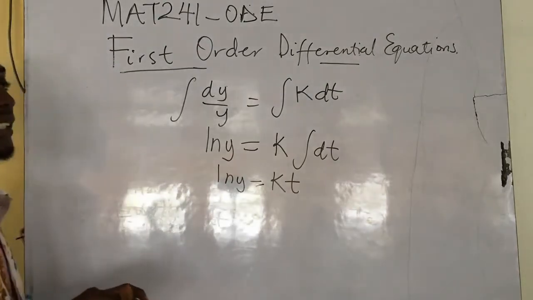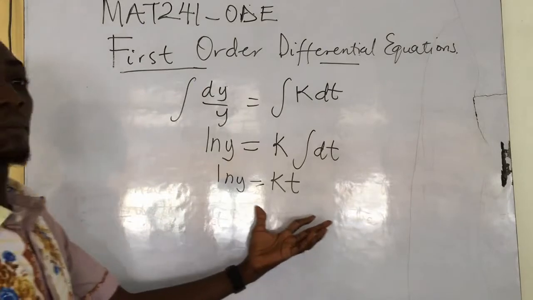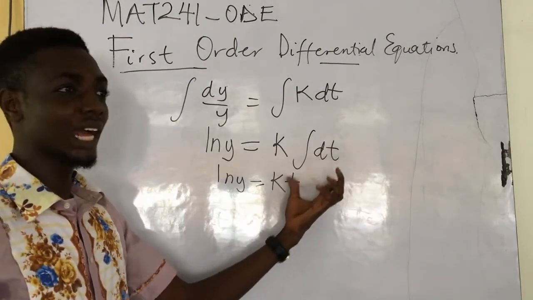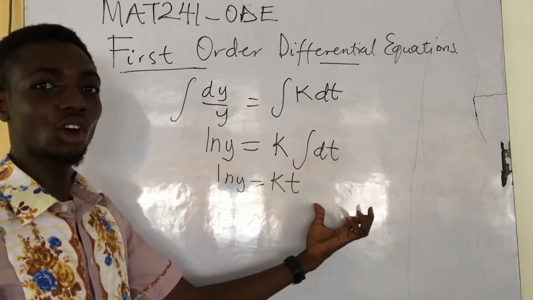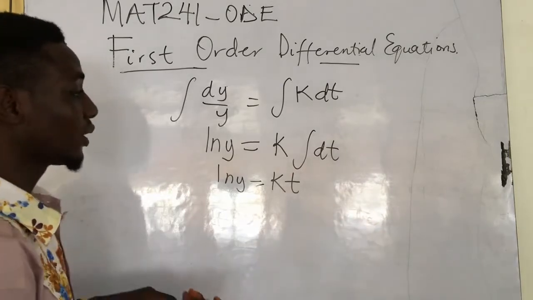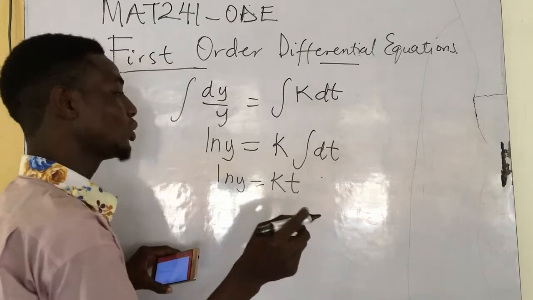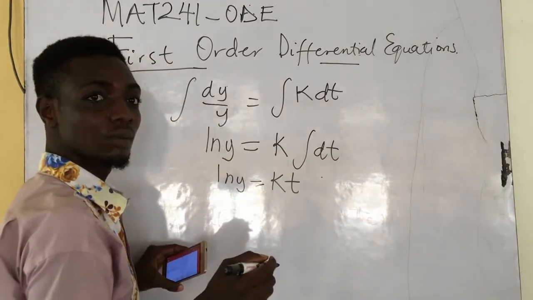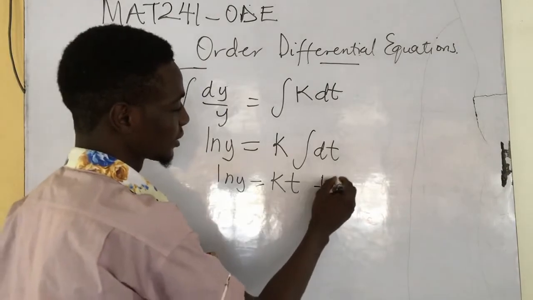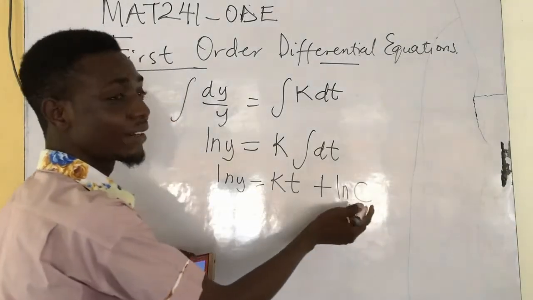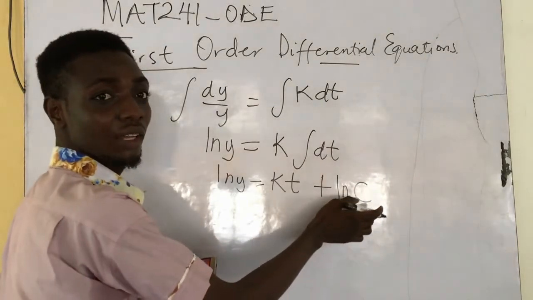Now, when we integrate, I'm sure you must have done that in MAT241. When you integrate a function and you have written the answer, don't forget to write your constant. Now, our constant here is what? C. Our constant is C. But we don't just write C. We write ln c. I will show you why I wrote ln c here instead of c.